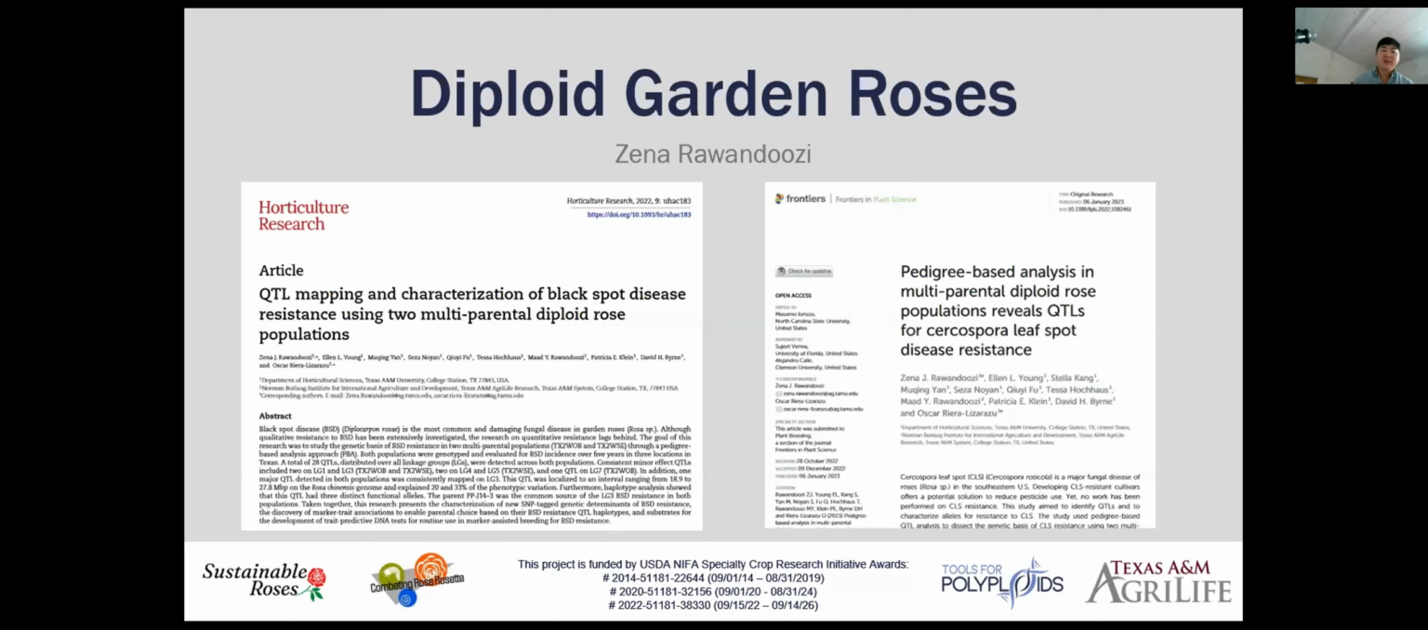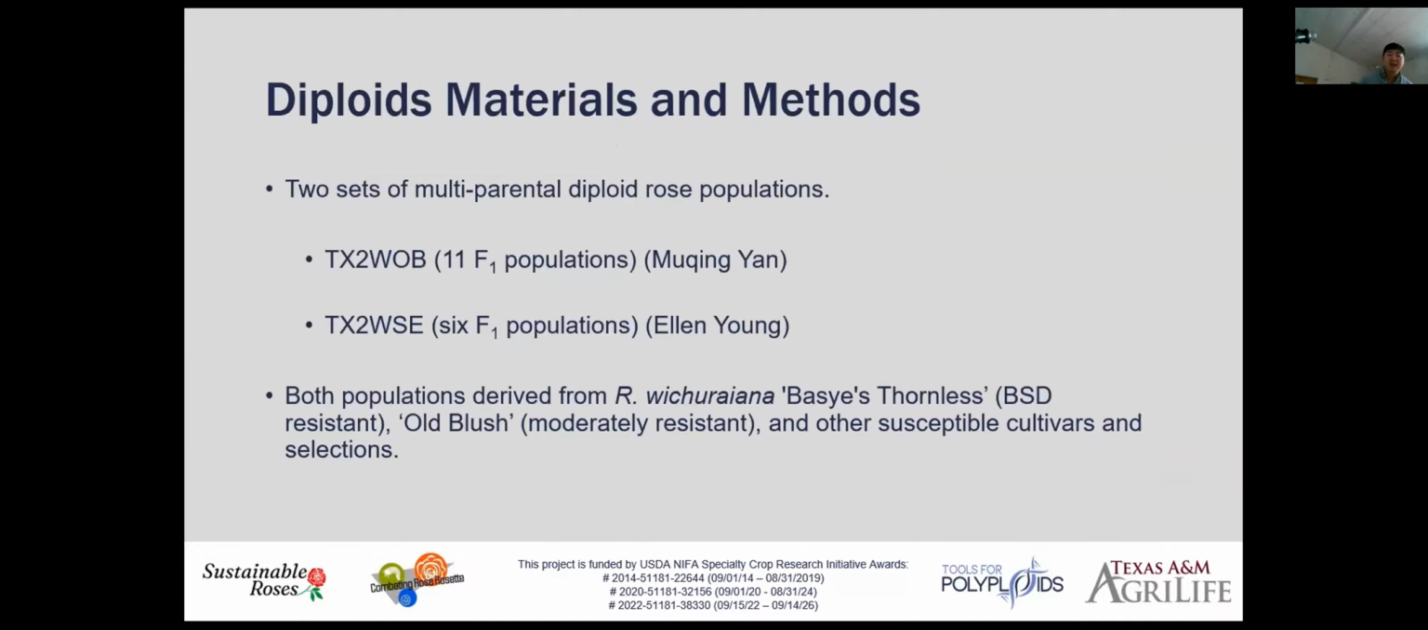So on the diploid level, there have been 2 papers, I believe both of these came out this year, from Zena, another postdoc in her lab. In these 2 papers, she took historical populations that have been developed out of our lab. They were really big populations that were interconnected, and the next slide shows you what they are. There's TX2WOB, 11 F1 populations that are interconnected, and Mandy Yan did a lot of that work and established those and did a lot of the first genetic studies using SNPs in our lab.